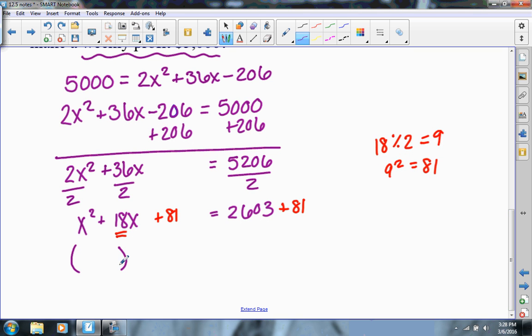So the factors of 81 that'll add up to 18 are going to be 9 and 9, and I need them both to be positive. And again, that's the same as this 9 and this 9 right there. And then 2,603 plus 81, that's 2,684.